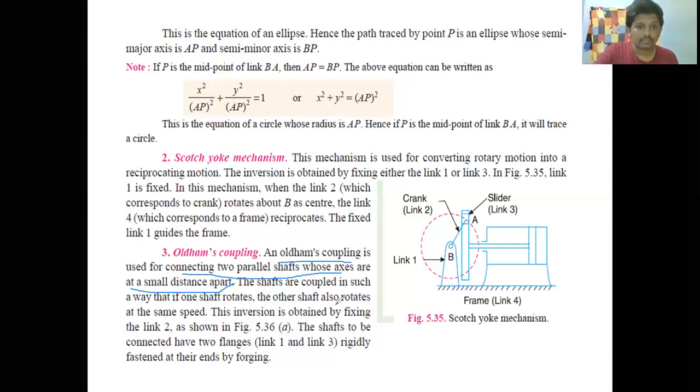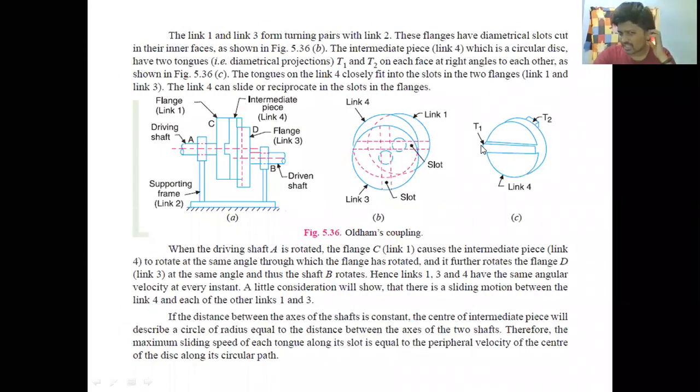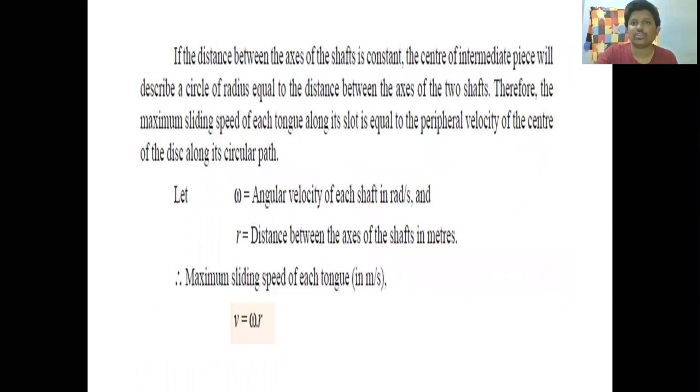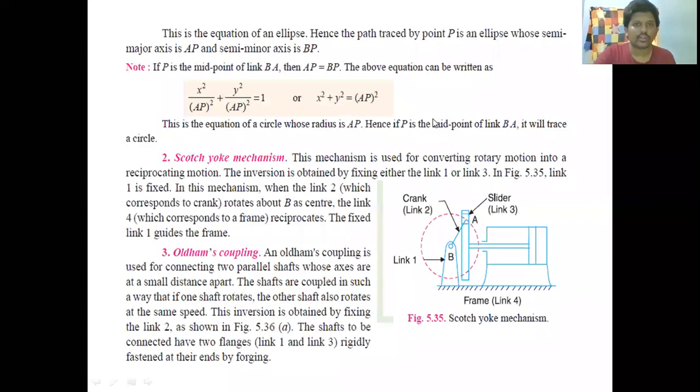Here the shafts are coupled in such a way that when one shaft rotates, the other shaft also rotates at the same speed. So if one shaft starts rotating, the other shaft will also rotate with the same speed. You see, these are the diagrams for the Oldham coupling. I'll explain what it actually is. Here, if one shaft starts rotating, the other shaft also starts rotating with the same speed.